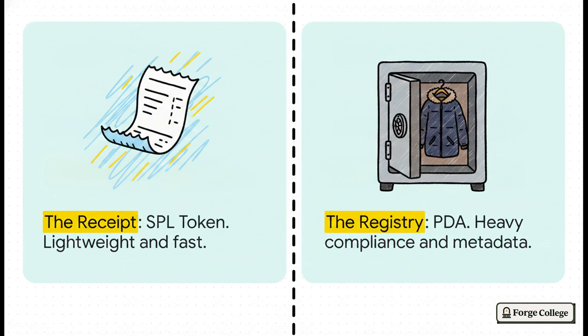On the other side, we have the registry. This is a program-derived account, or PDA, and it carries all the heavy stuff. Compliance data, audit metadata, legal identifiers, the whole shebang. The best way to think about it is like a coat check at a really fancy party. The SPL token, that's just a little paper ticket you can easily toss to a friend. The registry is the secure, heavy-duty coat room that meticulously tracks exactly which heavy winter jacket belongs to which ticket. Because let's be real, you don't want to lug a heavy winter coat around the dance floor, right? You just want to trade the ticket.